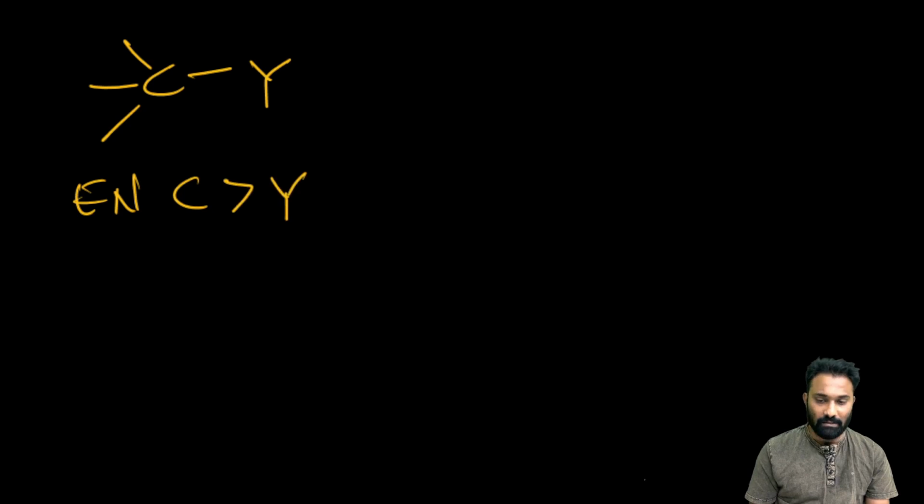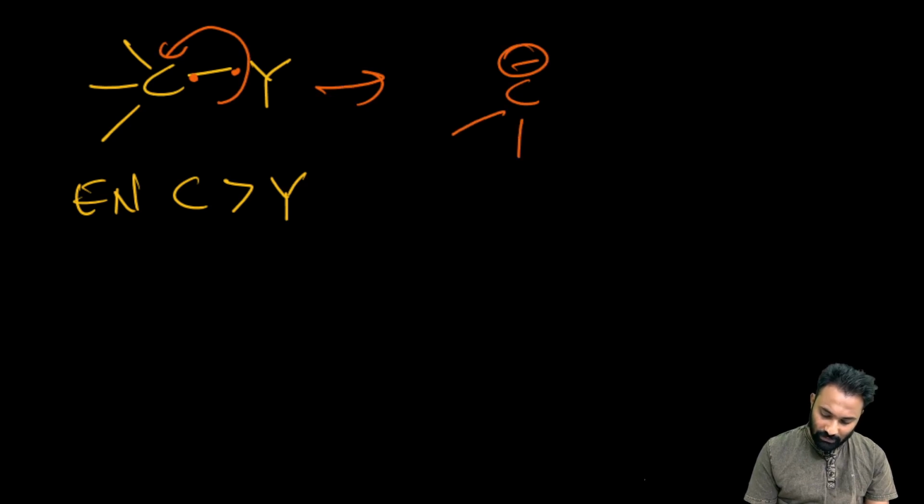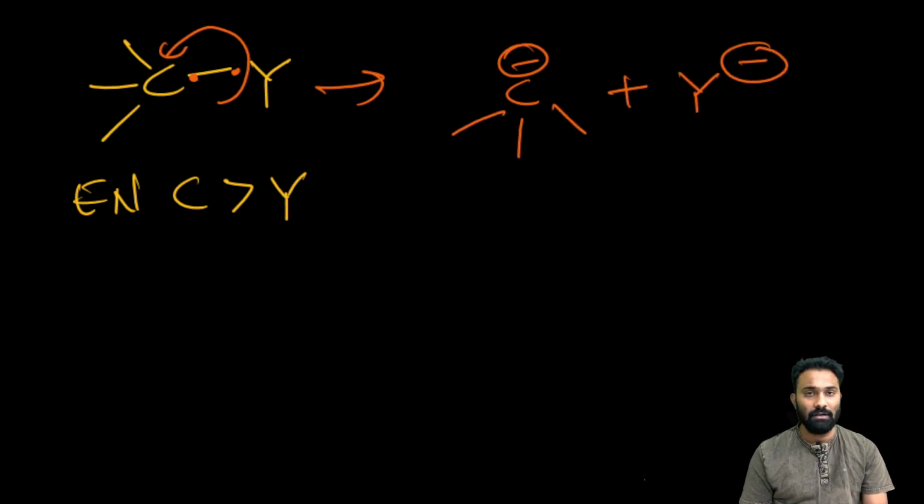Next, here suppose carbon and here it is some Y atom. Now the electronegativity of carbon is greater than Y atom. If the electronegativity of carbon is greater than Y atom, then what will happen? This carbon will take the bond pair of electrons towards itself, right? Then it leads to give the carbanion. Sir, what is the meaning of carbocation? What is the meaning of the carbanion? I will explain very clearly.